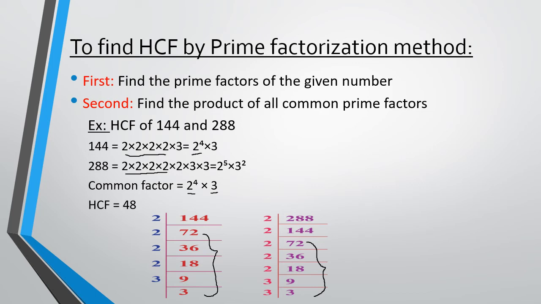And then we have to multiply. 2 2s are 4, 4 2s are 8, 8 2s are 16. Then 16 multiplied by 3 is 48. So the highest common factor of 144 and 288 is 48. And this is done by the prime factorization method.